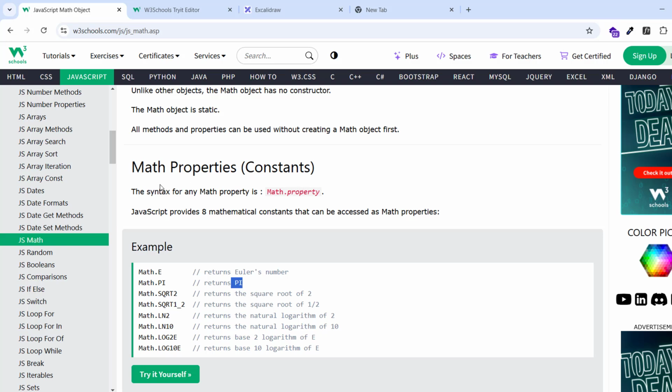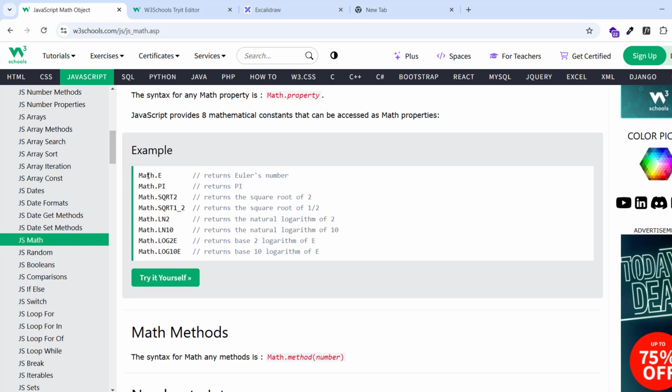Math properties are constants. The syntax of any Math property is Math.property. JavaScript provides mathematical constants that can be accessed as Math properties. So this is Math.E, Euler's number. You have to know what Euler's number is, what pi is. This is the square root, the square root of 1/2. This is the square root of 2. This is the natural logarithm.